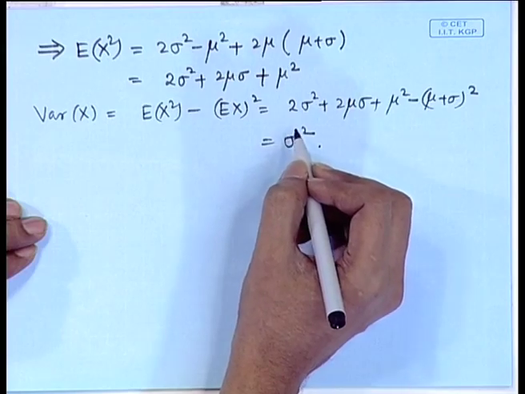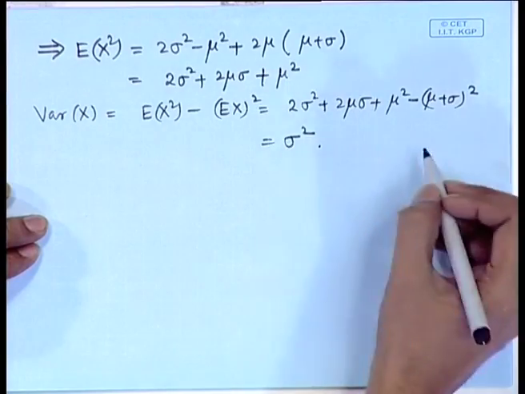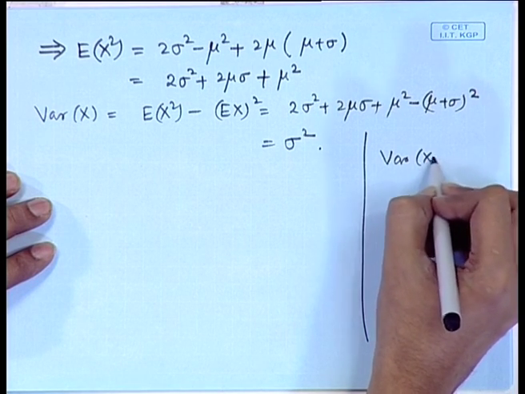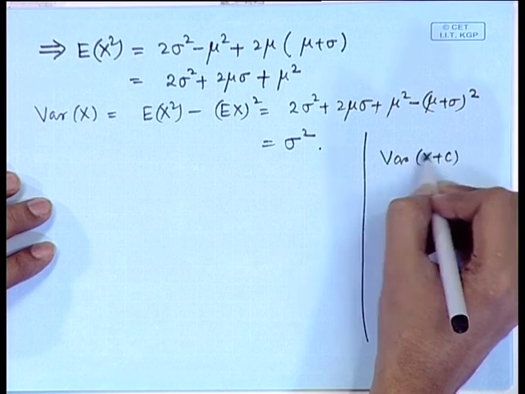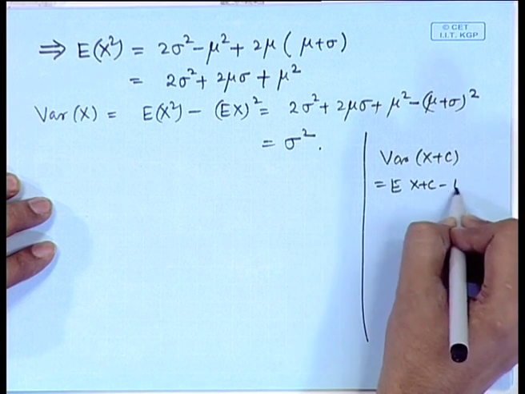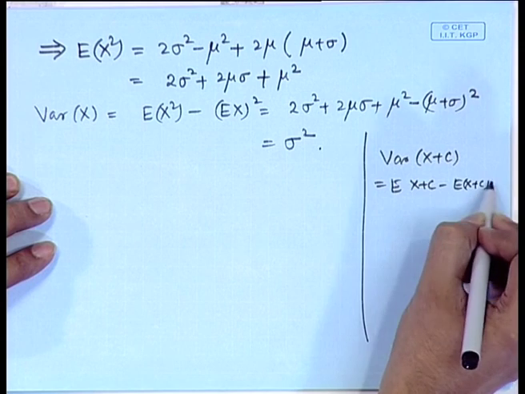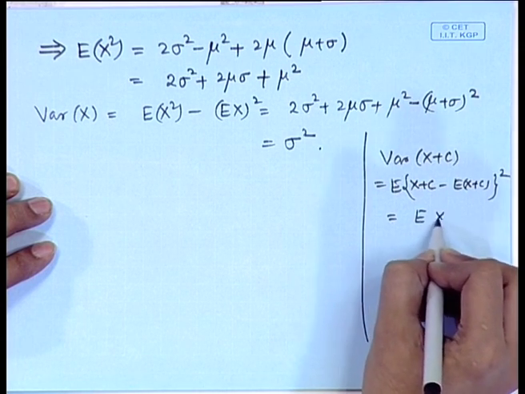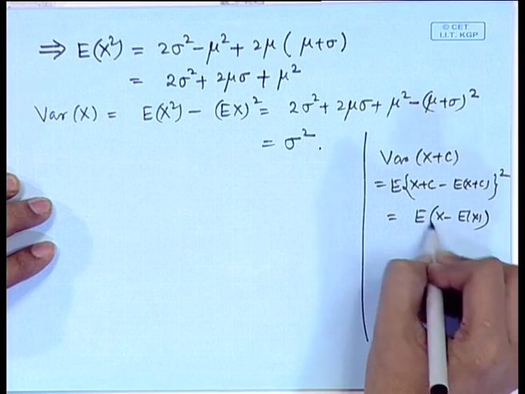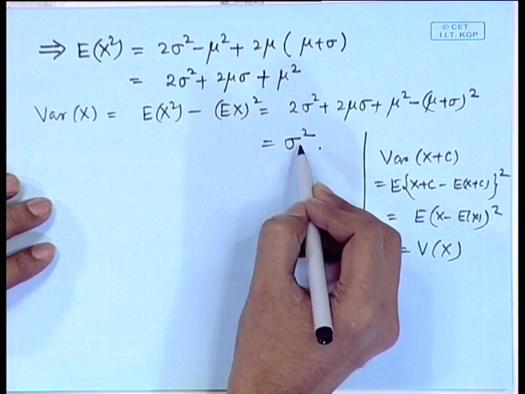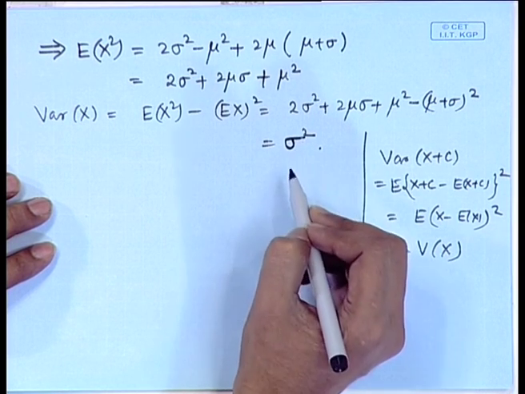This is true because the variance is independent of the shift in the origin. The variance of x plus c is expectation of (x plus c minus expectation of (x plus c)) whole square. So, this is equal to expectation of (x minus expectation x) whole square, which is the variance of x. So, the variance is unaffected by the change in the origin.